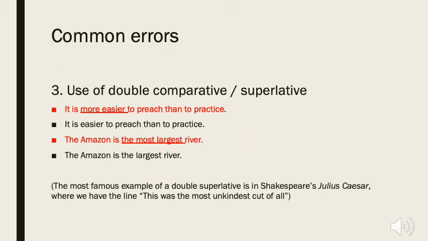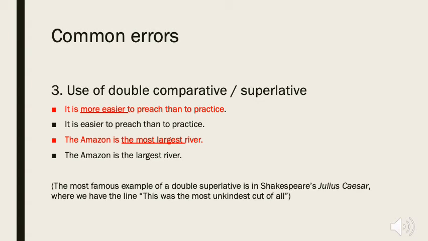Another common error is the use of the double comparative or superlative. Look at the first sentence here. It is more easier to preach than to practice. You notice that we've used the comparative form of the adjective easy. It is easier. So we cannot add a further word and make it more easier. That is a wrong construction. The use of the double comparative is an error, and the correct way to write that sentence is it is easier to preach than to practice.